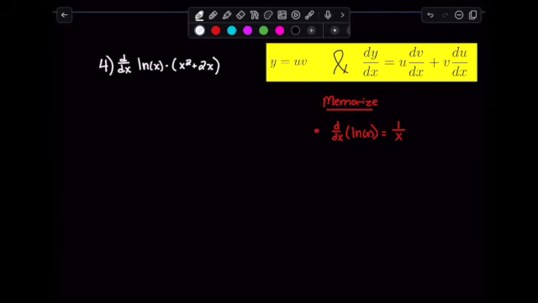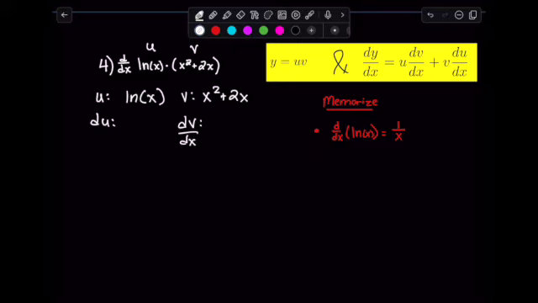So this last one looks a little bit different, but you'll find that it's exactly the same as all the others. We just have to define u and v here. So once again, the first term is u, the second term is v. So u here is equal to ln x, v here is equal to x squared plus 2x. And then we just have to derive those two. So just like understanding the derivative of e to the x, it's also really helpful if you memorize that the derivative of ln x is simply 1 over x. And dv/dx is equal to 2x plus 2.